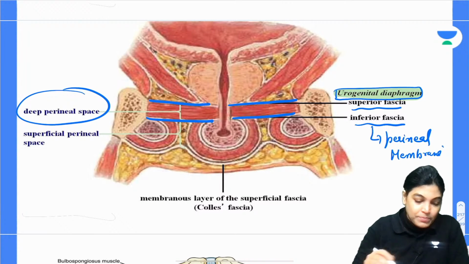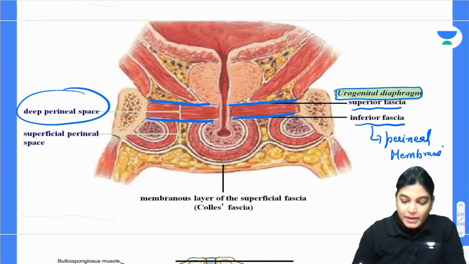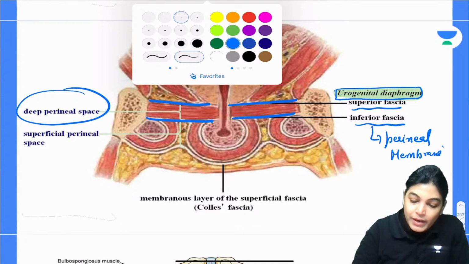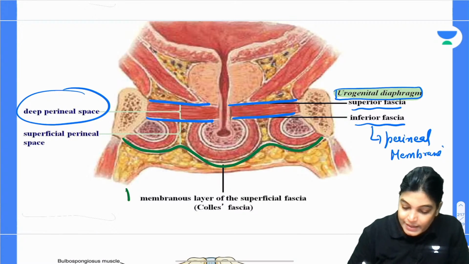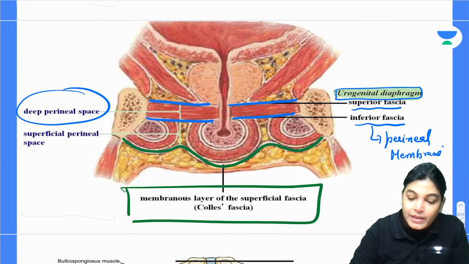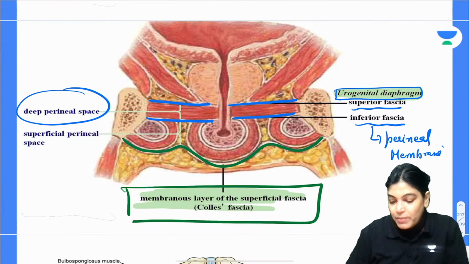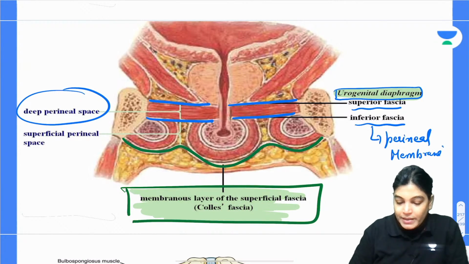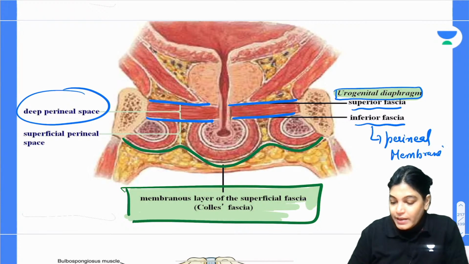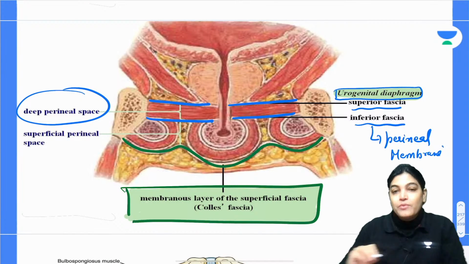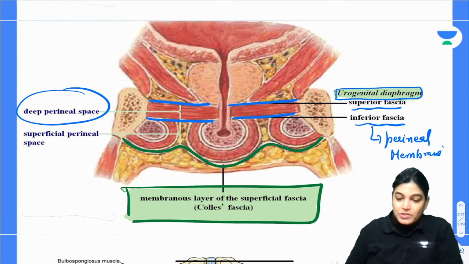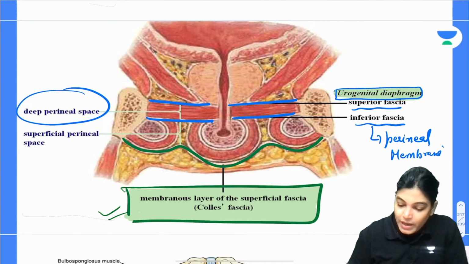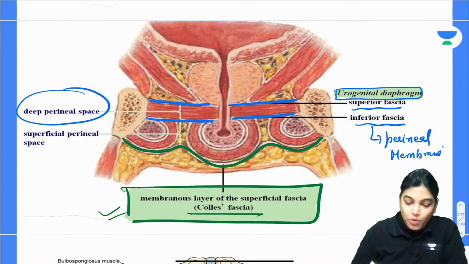In between them there is the location of the deep perineal pouch. Now, just below it, we have another space called the superficial perineal pouch, and it is underlined by another membrane called Colles fascia. Actually, it is the membranous layer of superficial fascia. We know that the superficial fascia of the abdomen contains a fatty layer and a membranous layer. The fatty layer is Camper's, and what is the membranous layer called? Scarpa's fascia. So the continuation of Scarpa's fascia lower down in the perineal region forms Colles fascia.